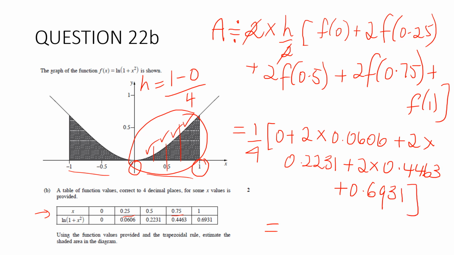So I've got 0.25 times brackets 2 times 0.0606 plus 2 times 0.2231 plus 2 times 0.4463 plus 0.6931, and close our brackets. Hopefully I'll get the right answer. It doesn't say how many decimal places to give, so I'll give 3. 0.538, and it is units squared.